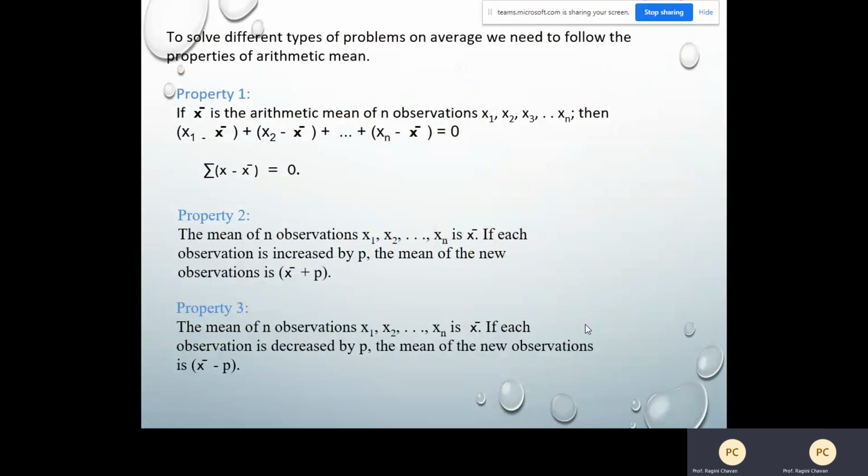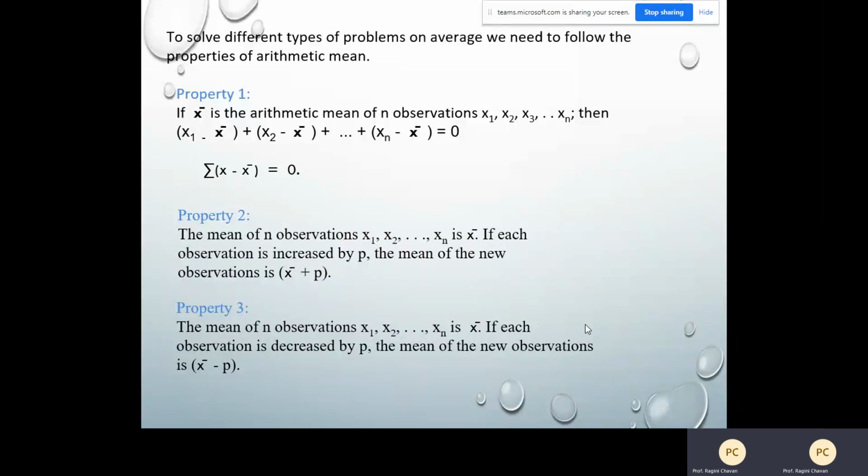So that is the meaning of first property. If we subtract arithmetic mean from every observation, then total of these deviations, that is xi minus x bar, is coming 0 in that case. Now the second property: the mean of n observations is x bar. If each observation is increased by p, then mean of the new observation is x bar plus p. That means suppose we are having certain observations and if we add one particular number to every observation, then in that case mean will change. It is coming x bar plus p.